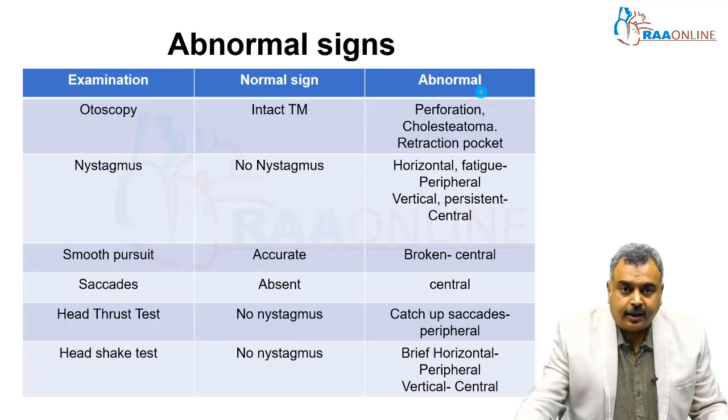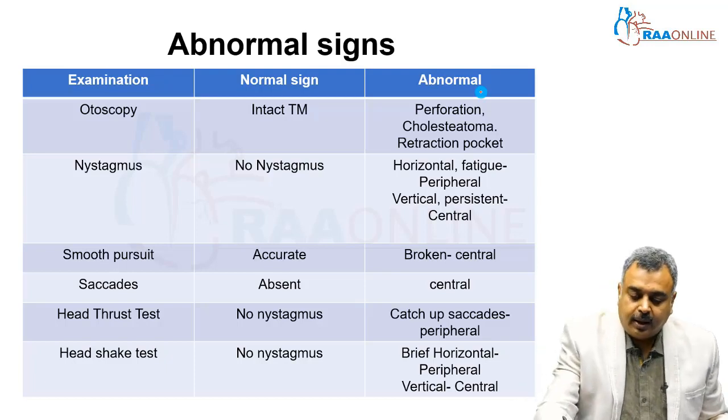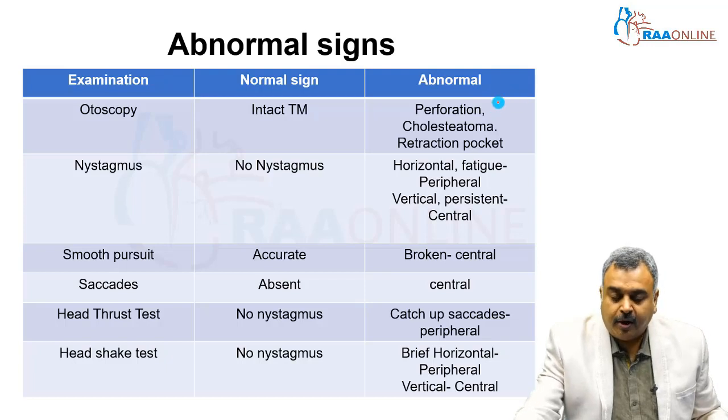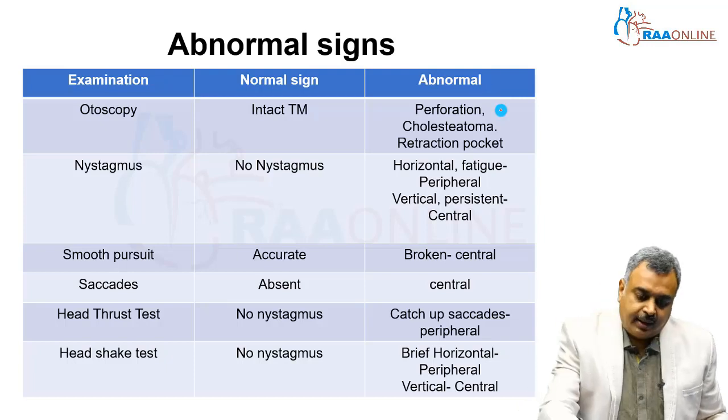So when you do an otoscopy, normal sign is that of an intact TM. Abnormal signs, you may have a perforation present, there may be a retraction pocket or a cholesteatoma, or there may be some pulsations in the middle ear.